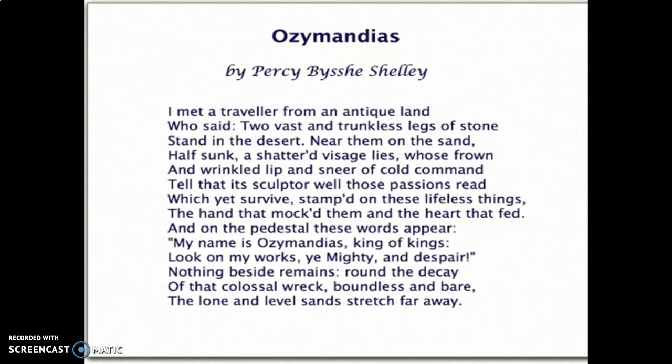Near them on the sand, half sunk. Half sunk means it was partly sunk. A shattered visage lies. Shattered means broken. Visage means head or face. So near those trunkless legs, there was a broken head, which was half sunk in the sand.